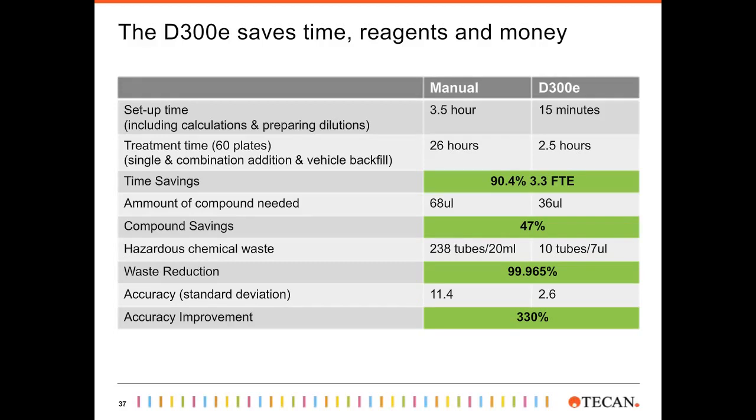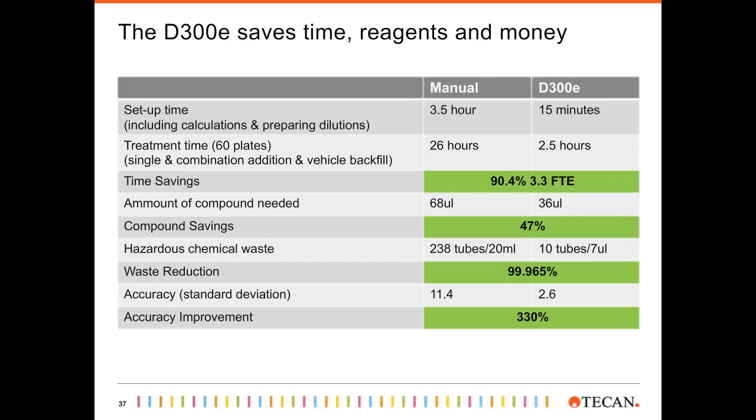Also not to underestimate is how much of the hazardous chemical waste you can save. So they had in total 20 milliliter tubes from the pre-dilutions, whereas in the end they just had the 10 investigational compounds with 7 microliters in it wasted. So that's a quite significant waste reduction. Also the accuracy improvement is like threefold. So that's a clear statement why to let complex assays rather be performed by some automation.